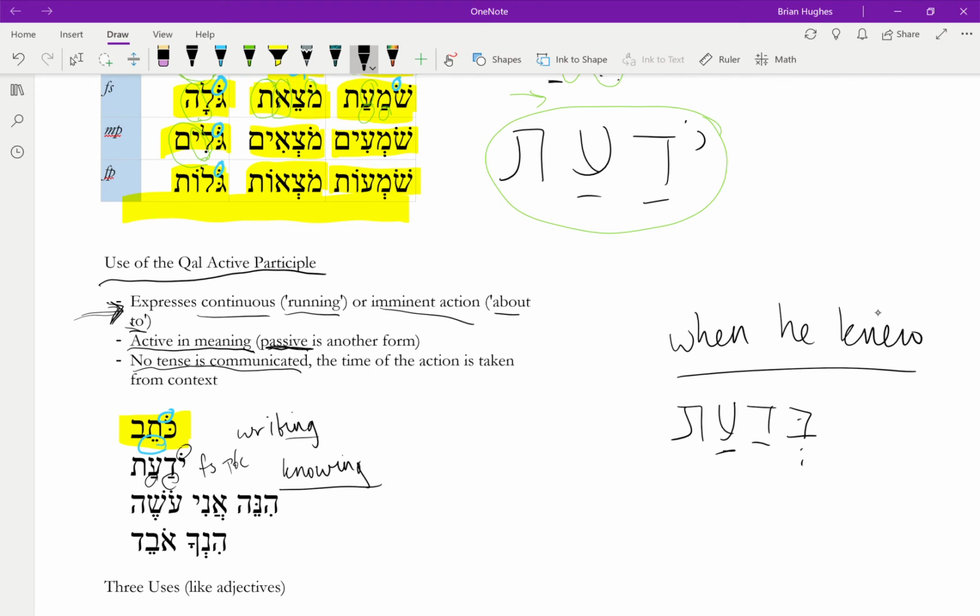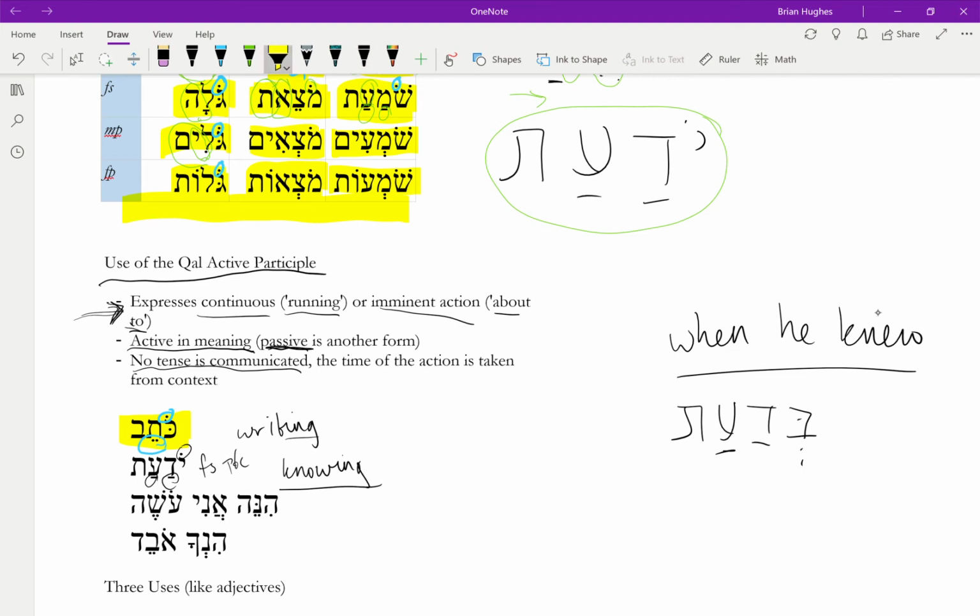Because we don't have a person here, we can't say she or they or anything like that. It's just going to connect with whatever the noun is modifying. So in the meaning box of the parsing chart, you would just write writing or knowing.